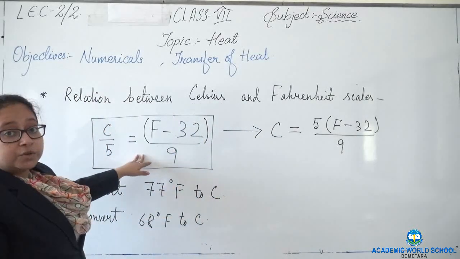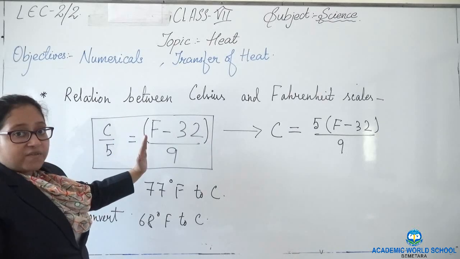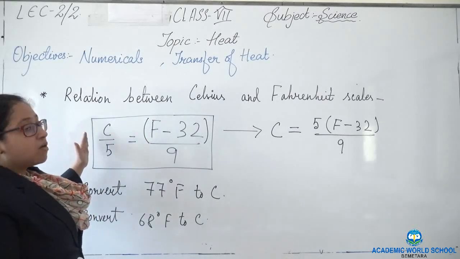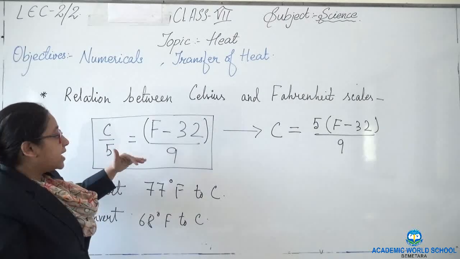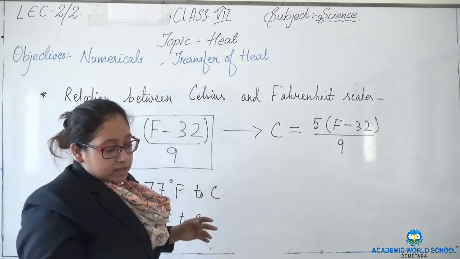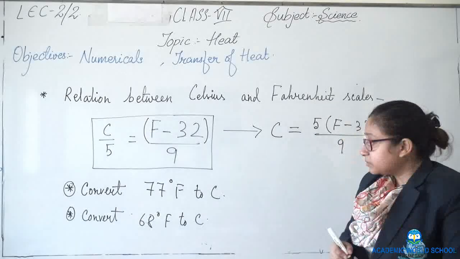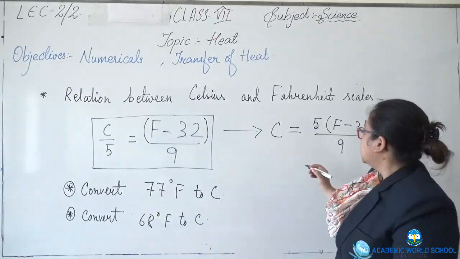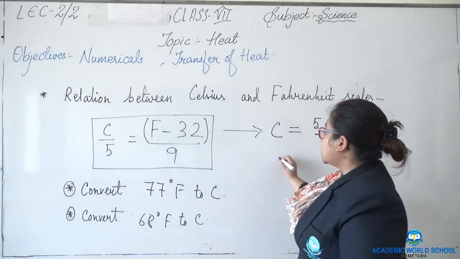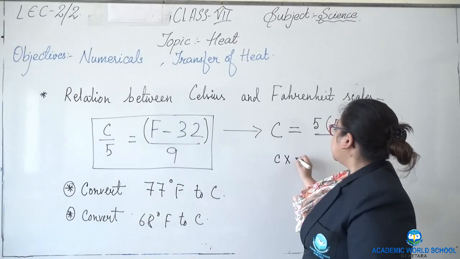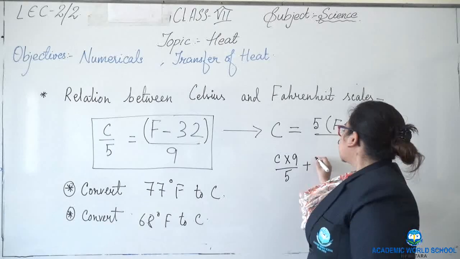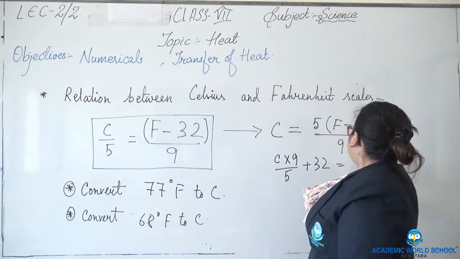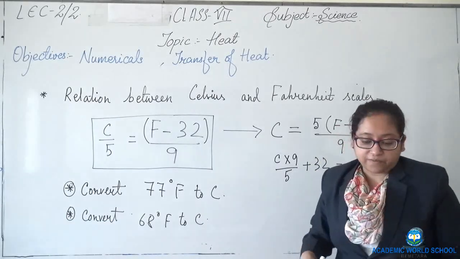Now here what I have to do? I have to keep F at one side and rest all on another side. So what will I do? C multiplied by 9 by 5 plus 32 is equal to my value of F.